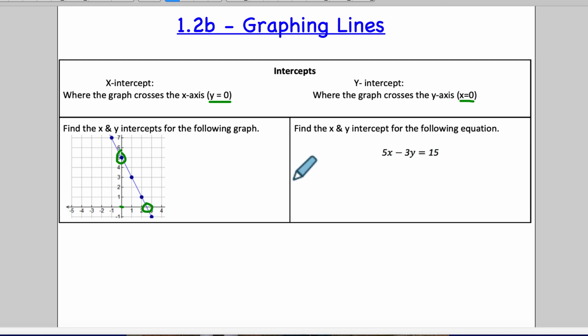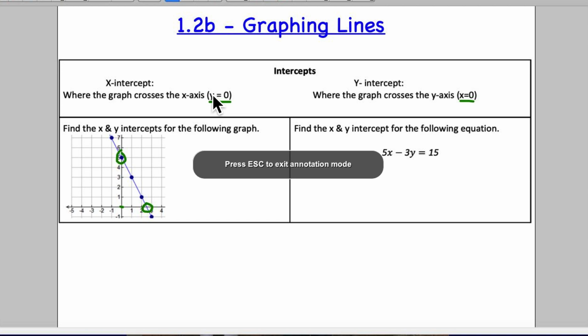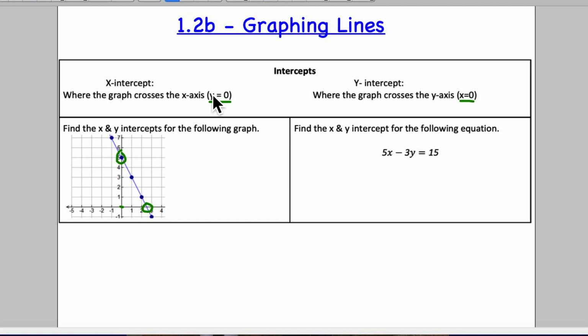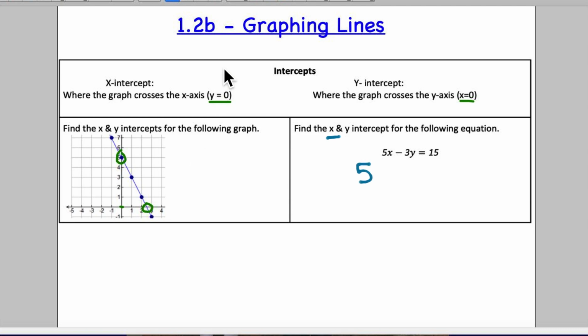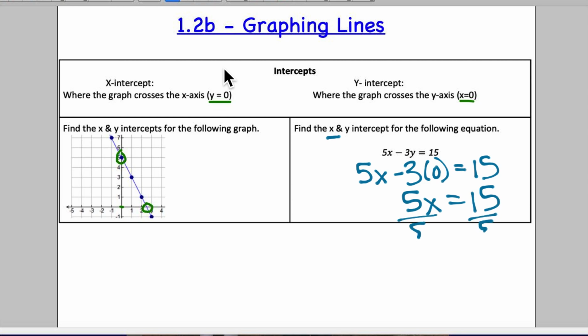So in this case, we're going to find our x and y intercepts if this is the equation of our line right there. So again, if I need to find an x-intercept, all I have to know is that if it's an x-intercept, the y value is 0. So I can simply plug in 0 for y. And the math is pretty easy here because 3 times 0 is 0. So I'll just get 5x equals 15, and I can divide by 5, and I'll get x equals 3, right? So that would be my x-intercept.